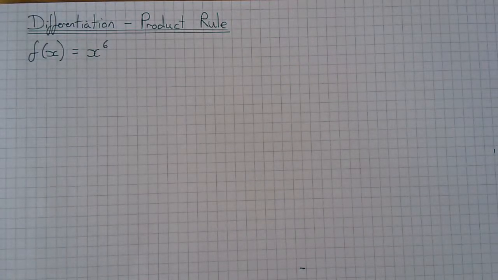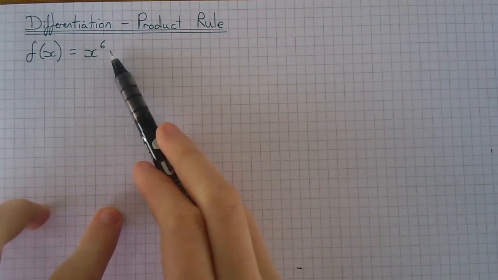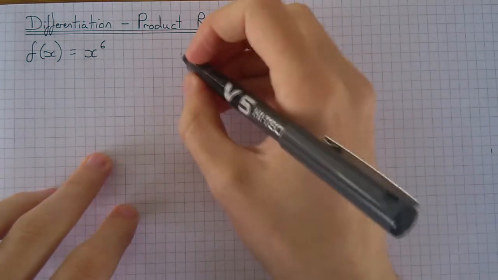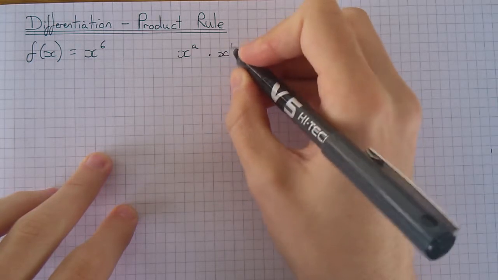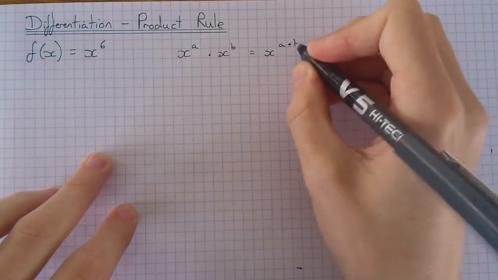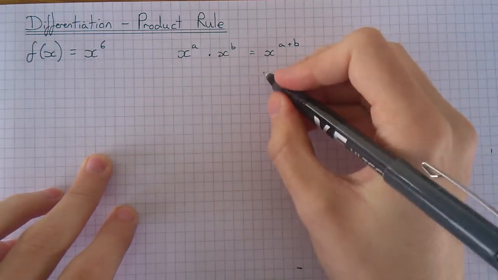This is a maths example of differentiation using the product rule. In this example, we'll be using f of x equals x to the power 6. We know from algebra and rearrangements that x to the a times x to the b equals x to the power of a plus b.